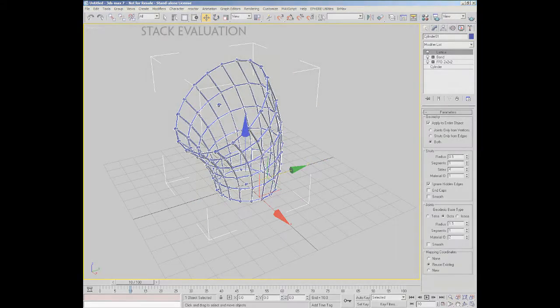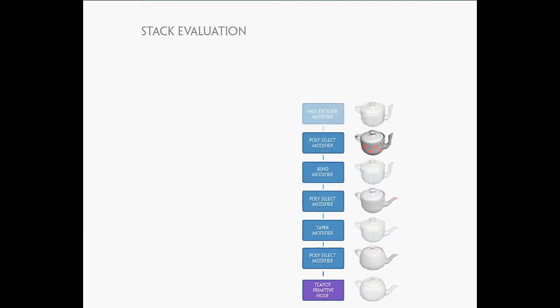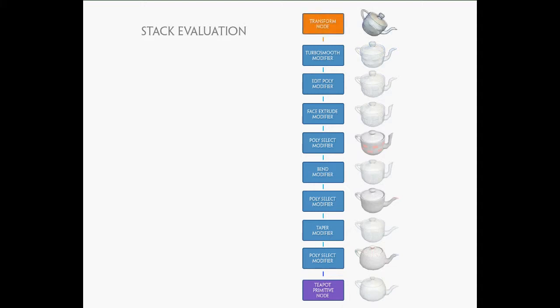But what's the reason for this? Well, each object is acted upon by the modifiers in its stack, as you can see here, from the bottom to the top. At each point, the object is altered in some way by the currently evaluated modifier, but its actual transform never changes during this stage. Finally, at the top of the stack, when all the modifications have taken place, the transform node for that object comes into play and its values are applied to the object, transforming it into its final position in the world with its final orientation and scale.